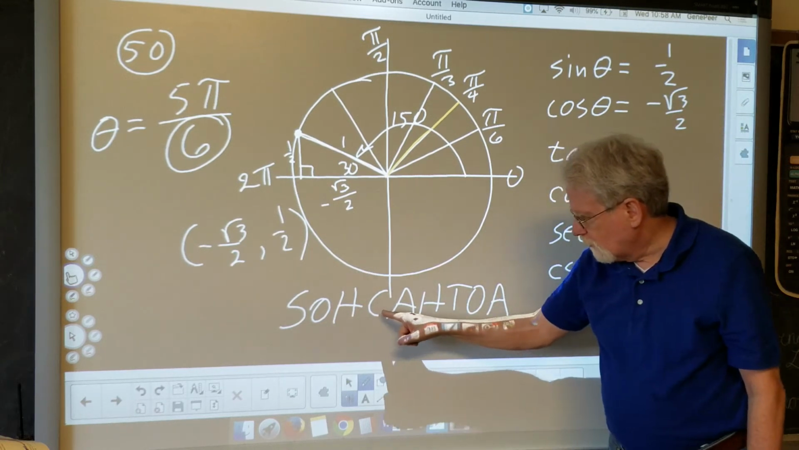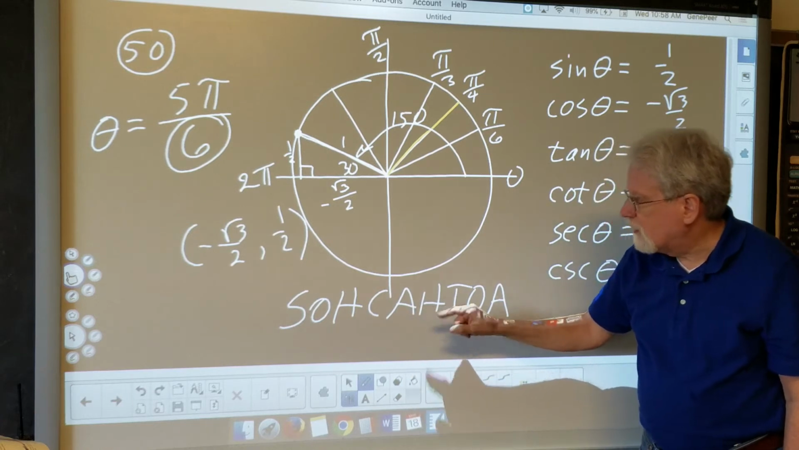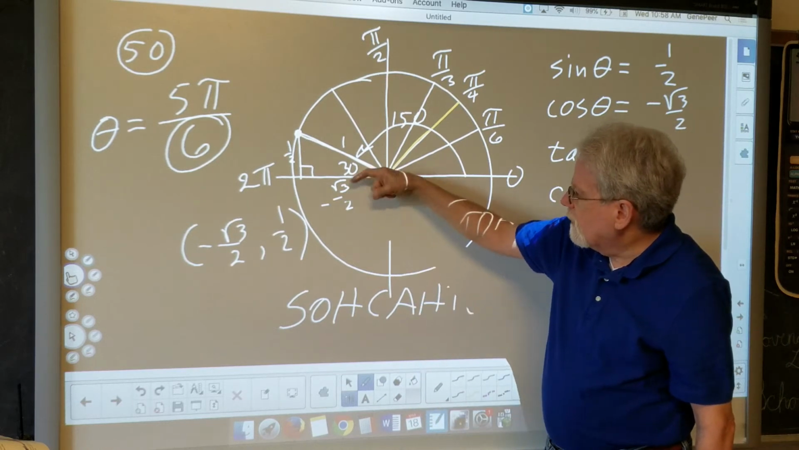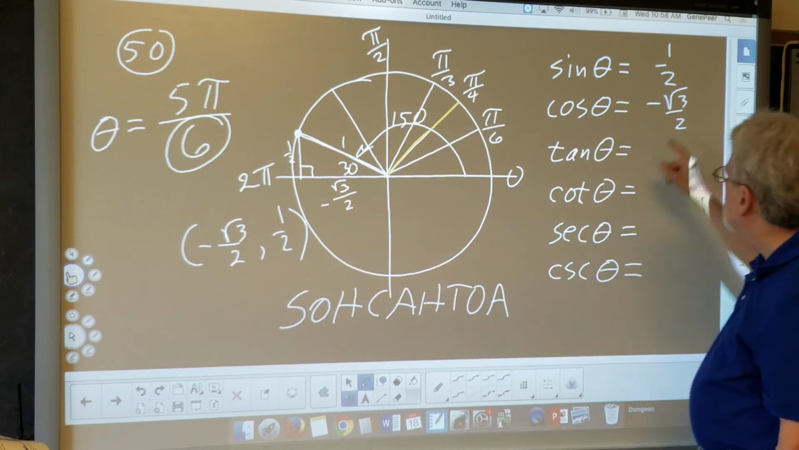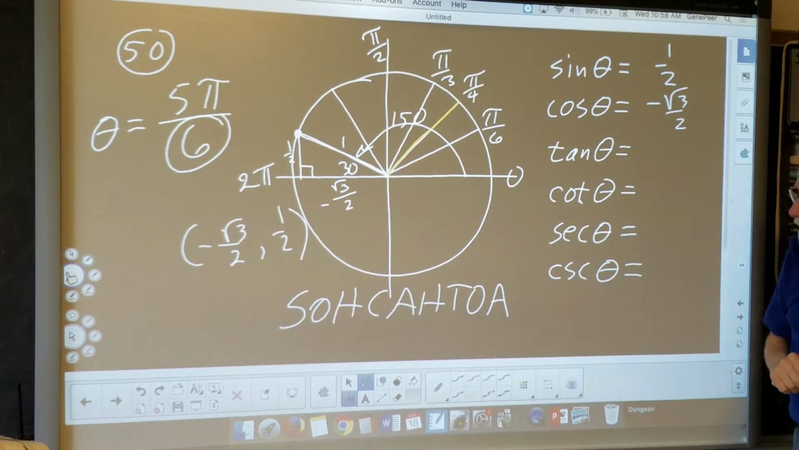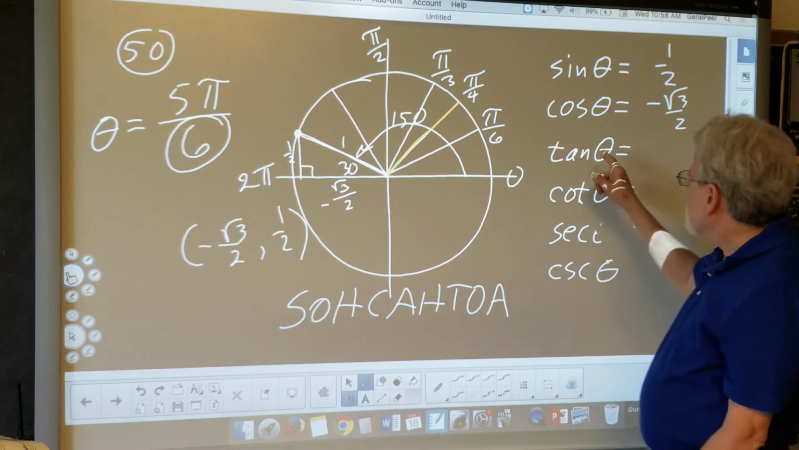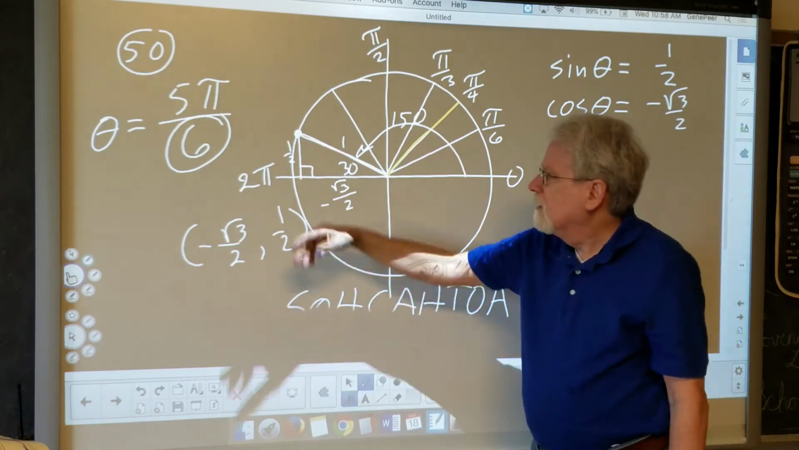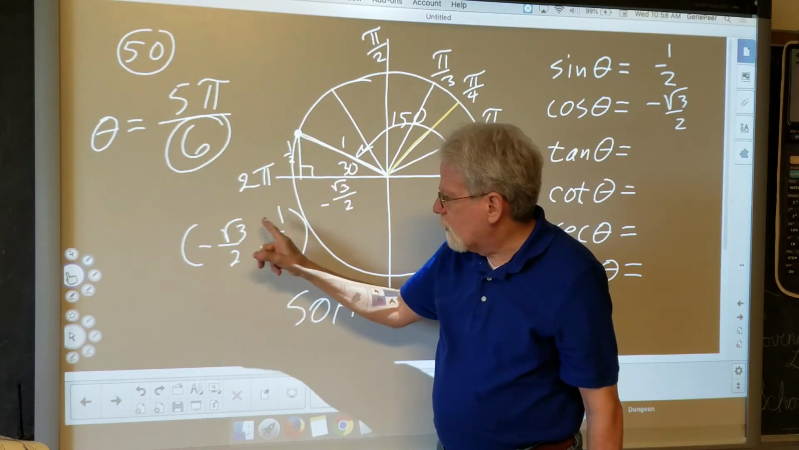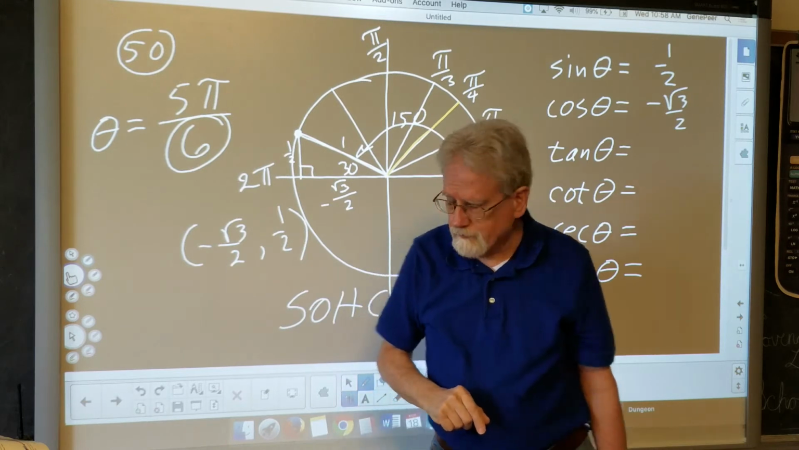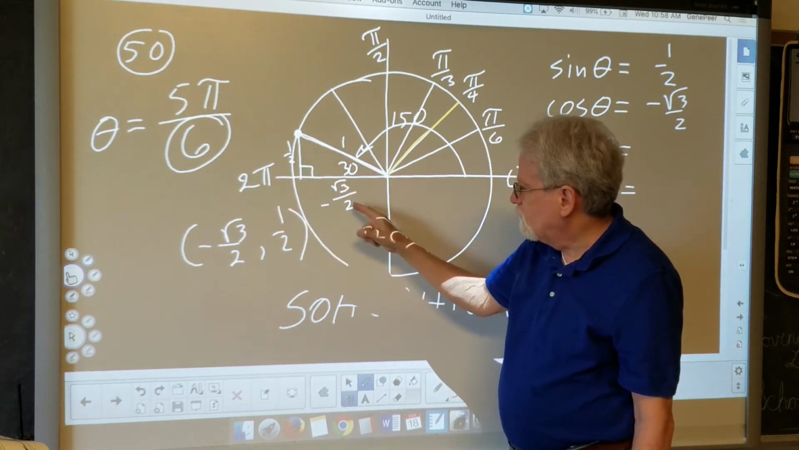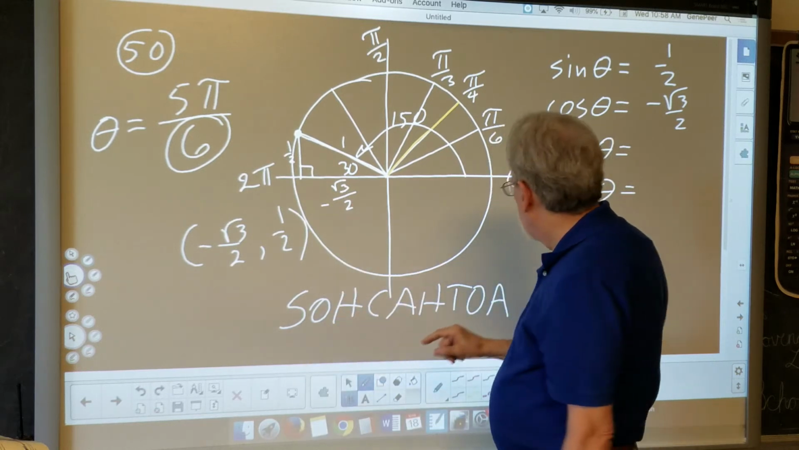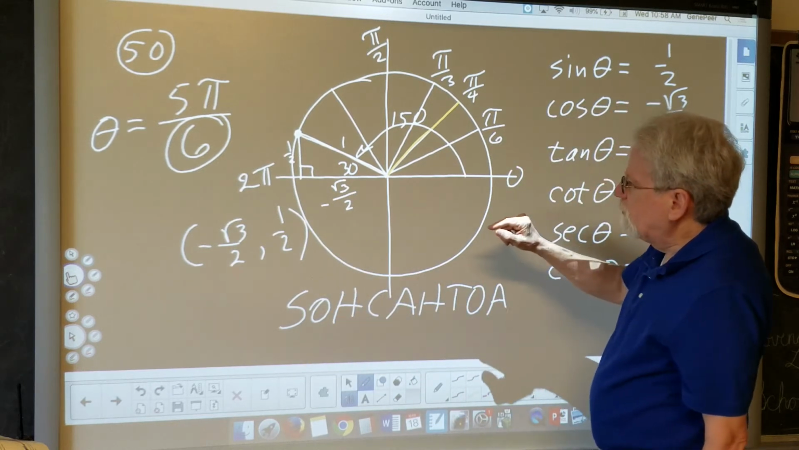Or cosine is adjacent over hypotenuse. There we go. Negative square root of 3 over 2. Then tangent being the y value over the x value, or tangent being opposite over adjacent. The tangent would therefore be, I need some space here.